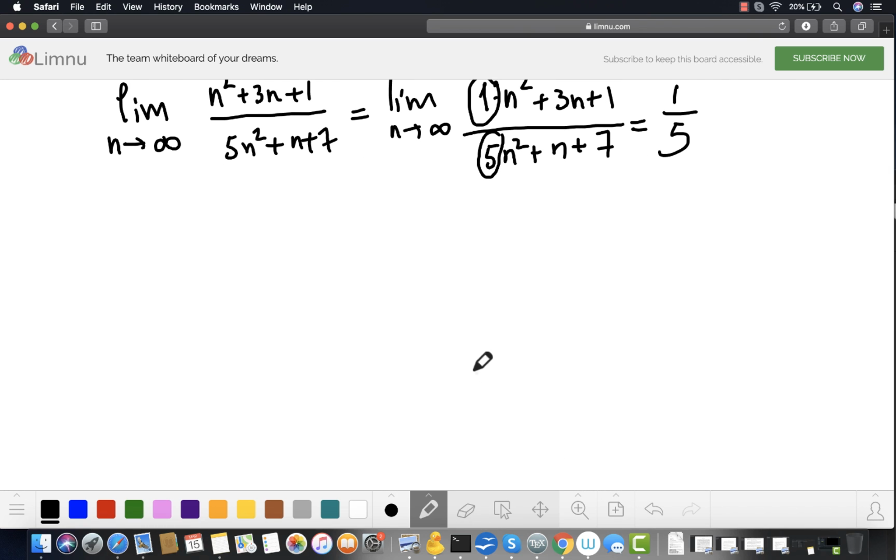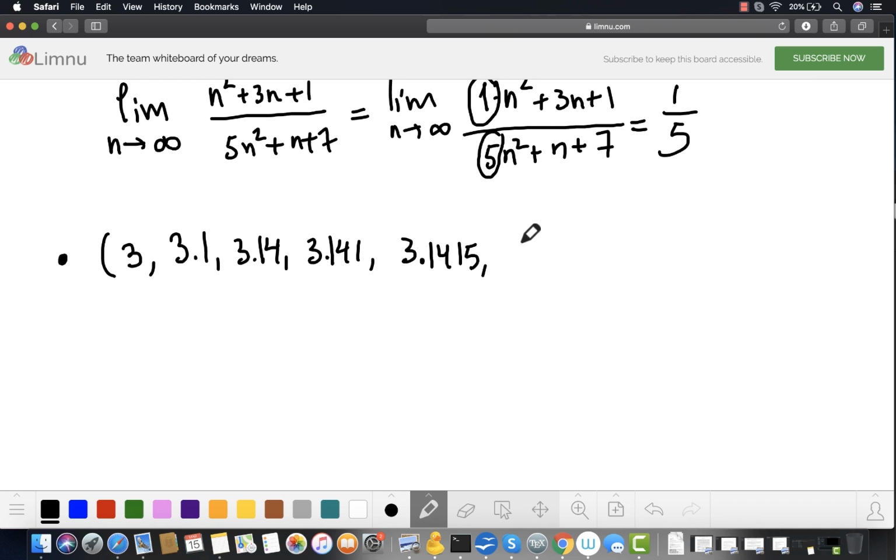So here's another example of a sequence that converges. The first term is 3, then you have 3.1, then 3.14, then 3.141, then 3.1415, then 3.14159, and so on. And so this sequence, what I've written down here, is the truncated digits of pi.